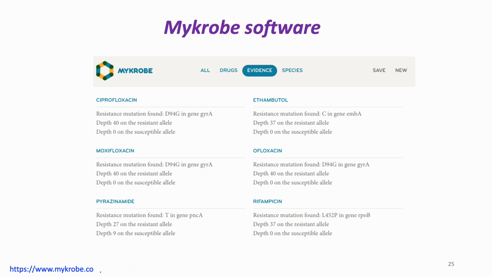You can see also for the rifampicin that we have the L452P mutation, another high confidence mutation in rpoB. And in pyrazinamide, we have a T insertion in the gene pncA. But as you can see here, in 27 alleles or 27 reads, we have this allele. In 9 alleles, we have the wild type.